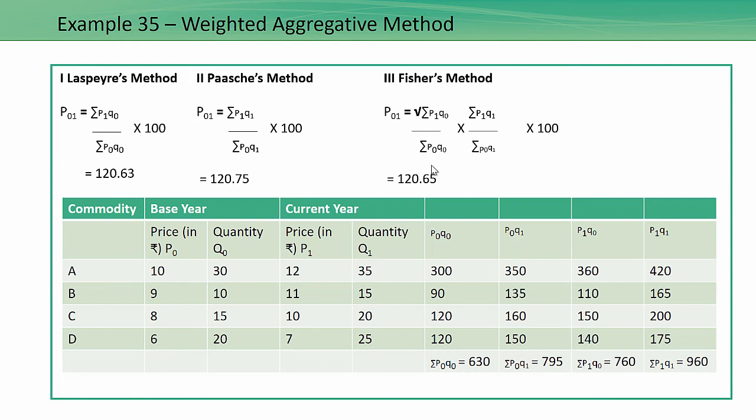See, generally don't get confused between these three methods. The best way to remember is P. When it comes to P, it is taking into account the current year's quantity. When it is coming to L, it is taking the base year as the weight, okay, as we discussed. And Fisher's method is a combination of Laspeyres and Paasche's method. Only thing is you need to find out this square root. Don't forget to find that out.